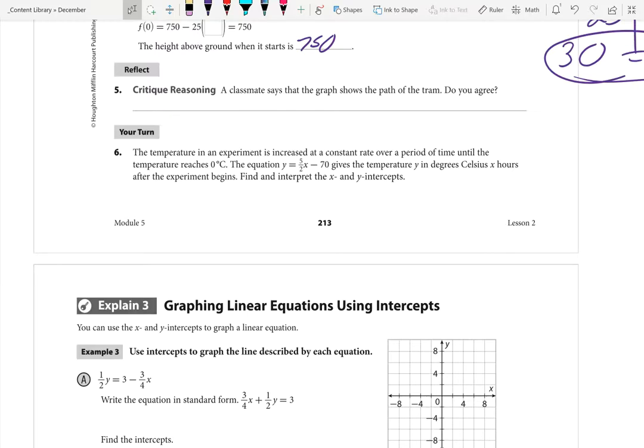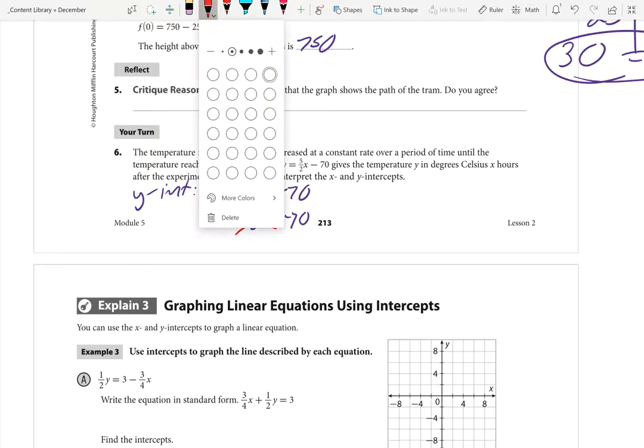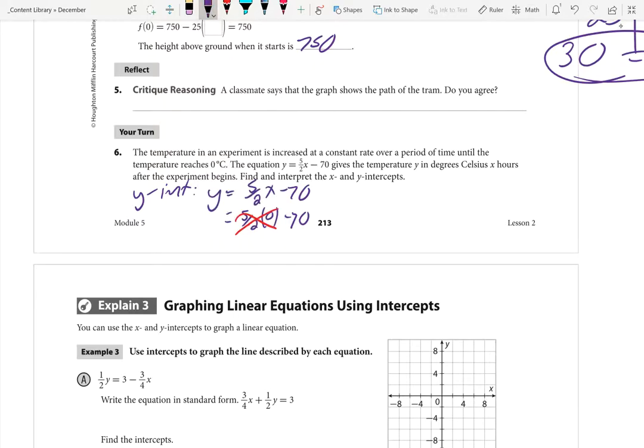So if we want to find the y-intercept, this would be the easiest. The y-intercept is when x is 0, so we have y equals 5/2 x minus 70. If we're finding the y-intercept, then we're going to plug 0 in for x, which is convenient because you'll notice that gets rid of the fraction, and we simply have the solution that y is equal to negative 70. So we know the y-intercept is at negative 70.